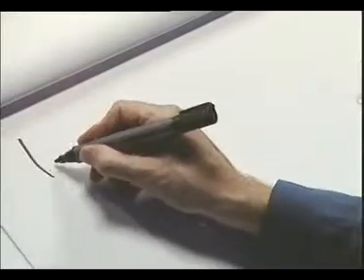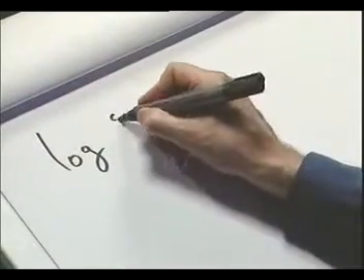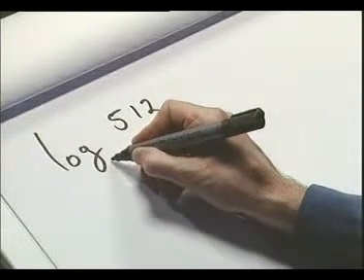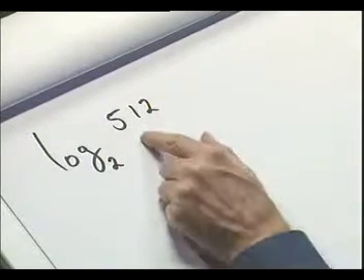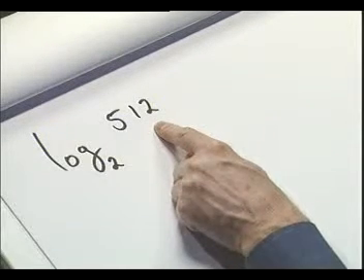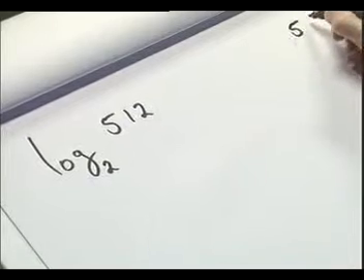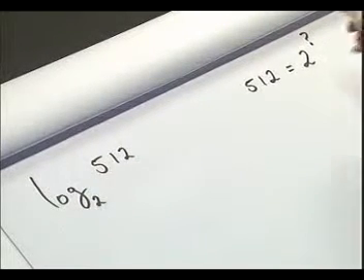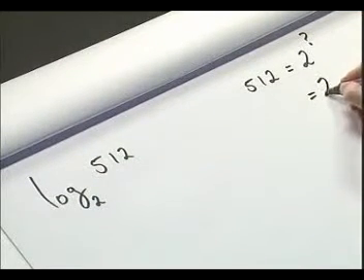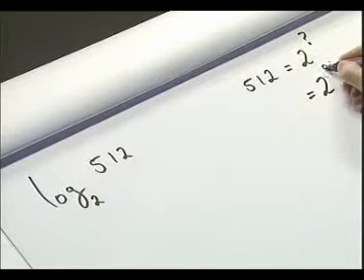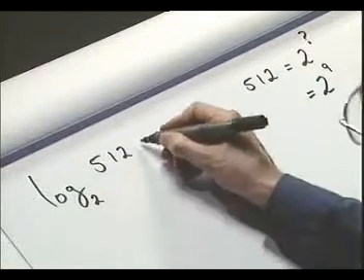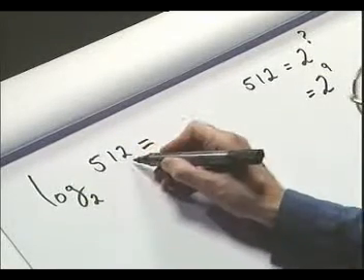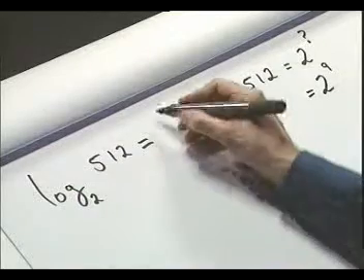Let's have a look now at some more examples of calculating logarithms of various numbers to particular bases. So let's take the log of 512 to base 2. Well, this is the same as asking, what's 512 as a power of 2? 512 equals 2 to what power? Well, 512 is in fact 2 to the power 9. And so by definition, the log of 512 to base 2 is 9.